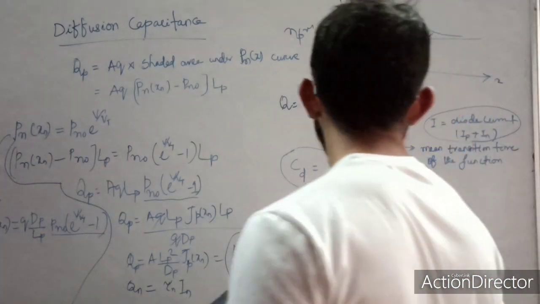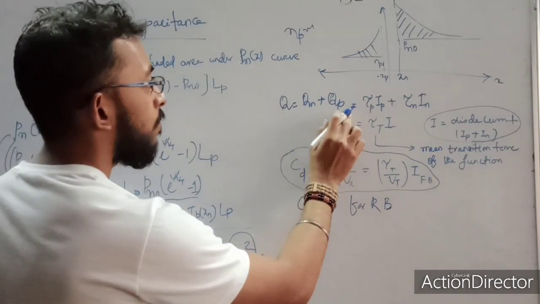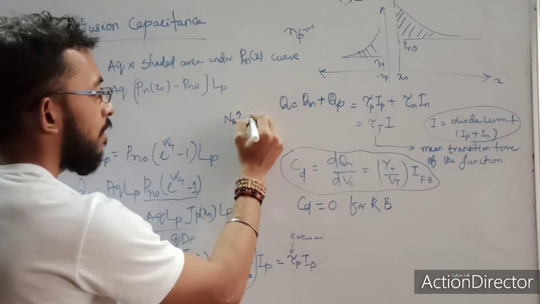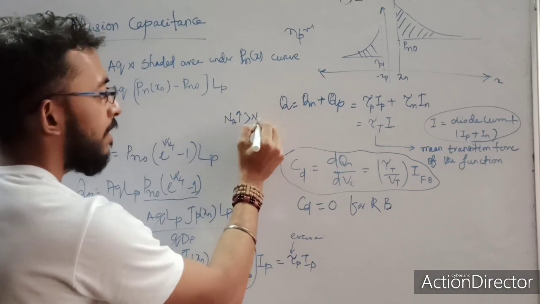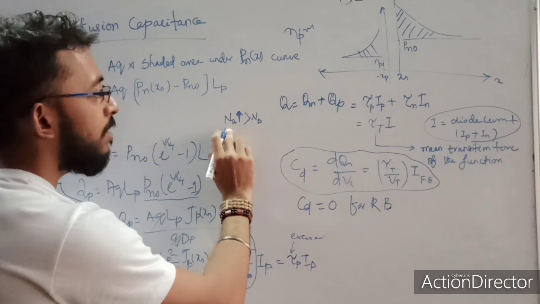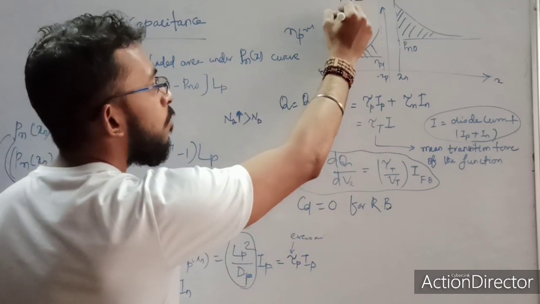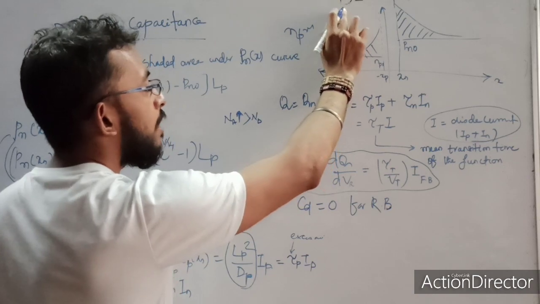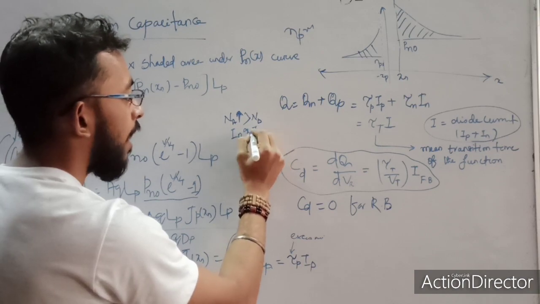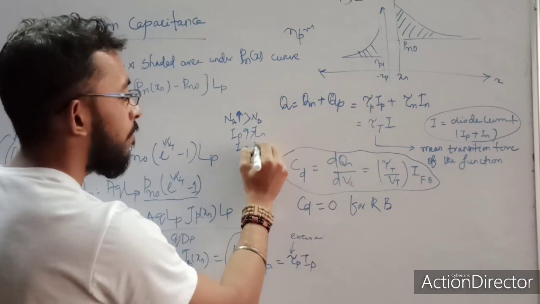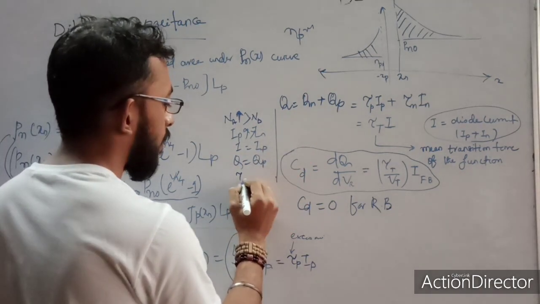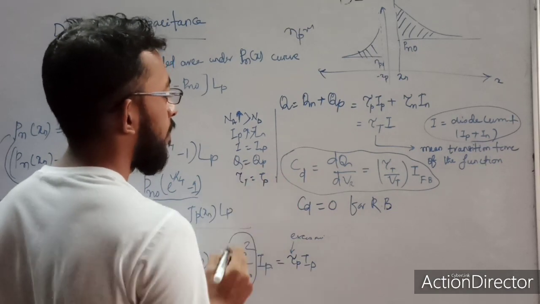Now just remember one point about doping. If I increase Na a bit higher than Nd, that means I am making the P side more heavily doped. Then more current will flow, so my Ip will increase compared to In. If Ip increases, my I will become Ip, my Q will become Qp, and my tau T will become tau p.